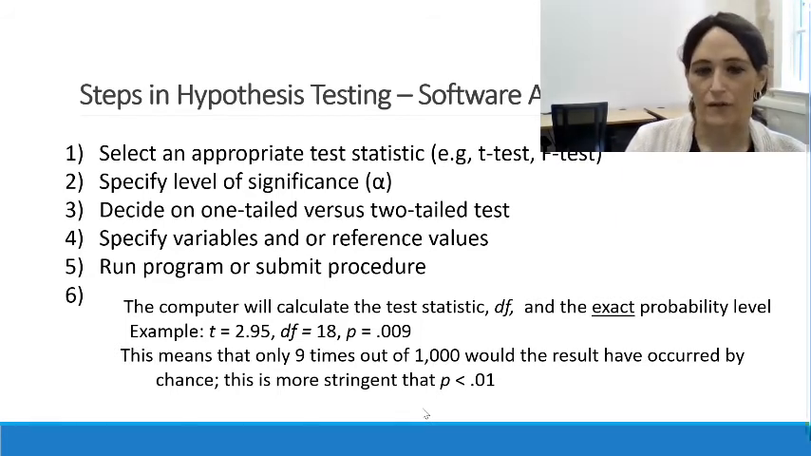So we would say that only 9 times out of 1,000 would the result have occurred by chance alone. You can be fairly certain that this is not a chance finding, that there truly is some sort of difference. So in this case, this would be statistically significant with an even more stringent alpha of 0.01, let's say.